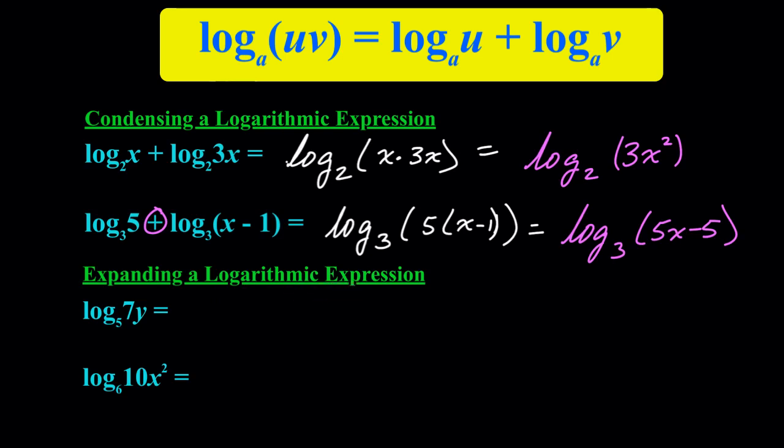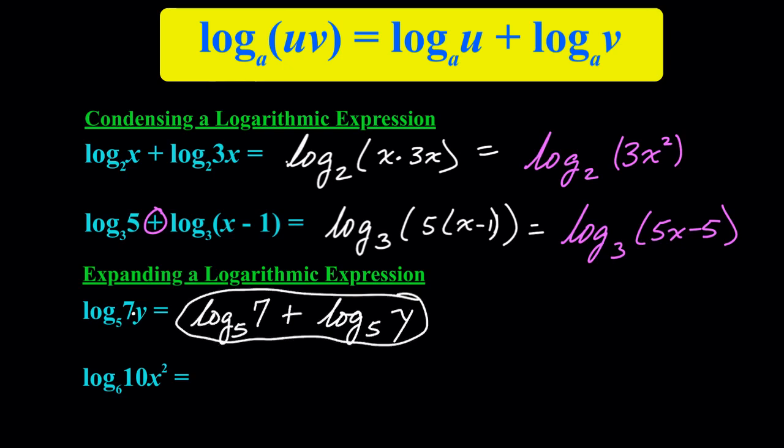So expanding, we're going to go from 1 logarithm into multiple logarithms. So the first one we're going to look at is log base 5 of 7 times y, and there is multiplication in between the 7 and the y, so that's where we separate this into log base 5 of 7 plus log base 5 of y, and that is your expanded form.